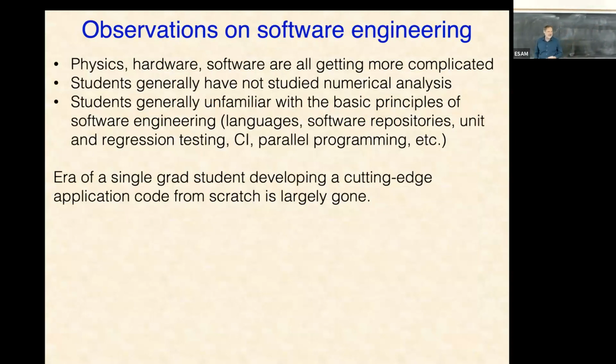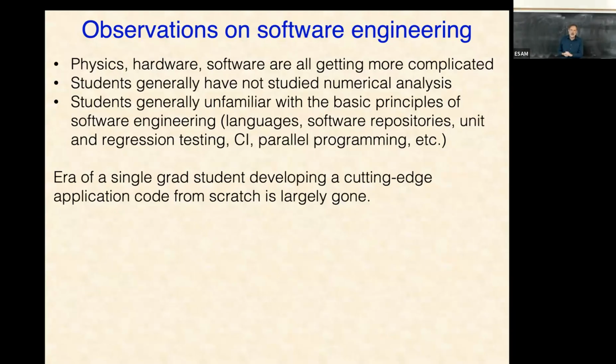I don't know if I have time to wax poetic here about the software engineering side of this, which I think is somewhat neglected, but I think it's an important issue, namely, that the physics we're trying to model, the hardware, the software, it's all getting a lot more complicated. Students don't always have a good training in numerical analysis to really understand the mathematics behind the methods they're using. And they often don't get good training in basic software engineering. Things like how to use code repositories, which language should you use, scripting versus compiled languages, what are the advantages, disadvantages, how to do continuous integration and regression testing.